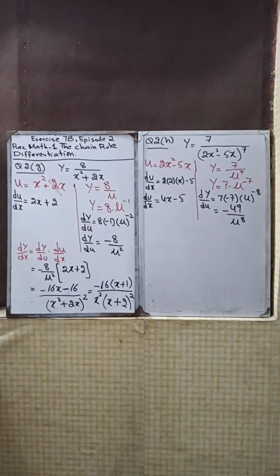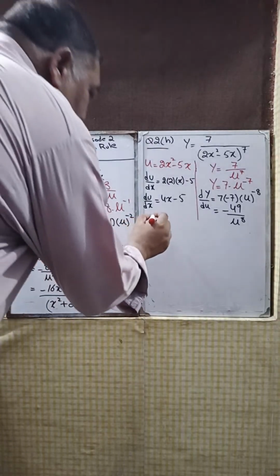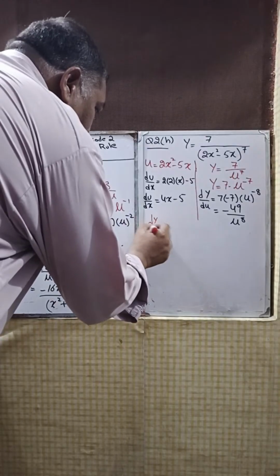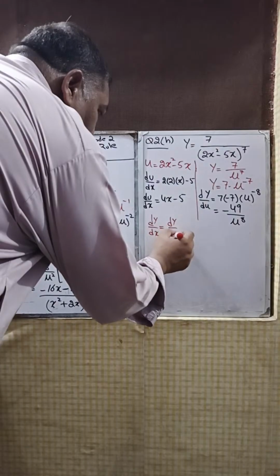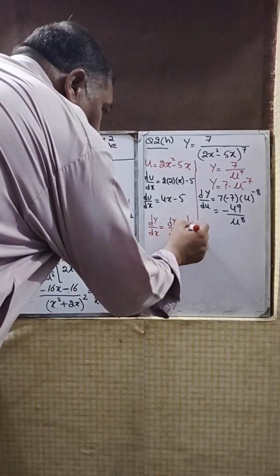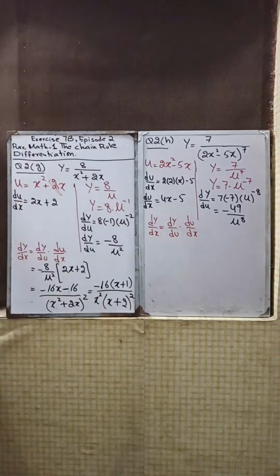So you see, this is how you will differentiate y with respect to u and u with respect to x. Then we will apply the chain rule, and the chain rule says that dy by dx will be equal to dy by du into du divided by dx. This is the chain rule, and I will just put the values there.